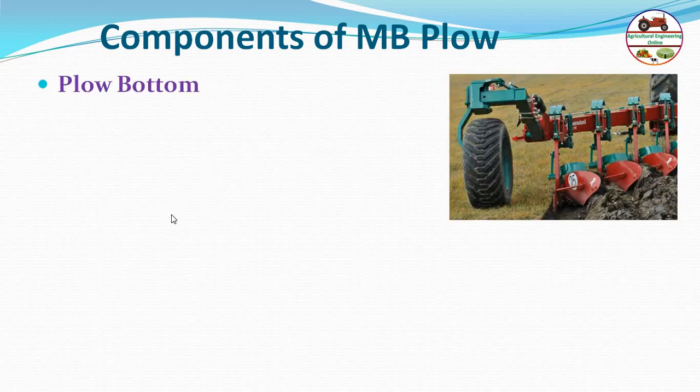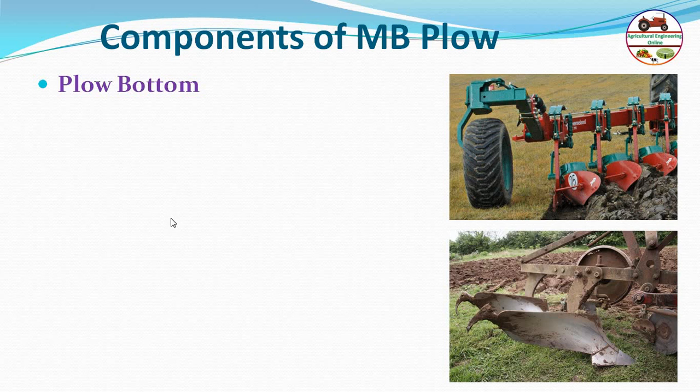First of all, the most important component is the plow bottom, which has to be designed carefully, since it is used for the plowing purpose, the opening up of the soil. Then the plow frame, which is the basic component of the mold plow. All the plow bottoms are attached to the plow frame. In turn, the plow frame is attached or hitched to the tractor at the hitch point.